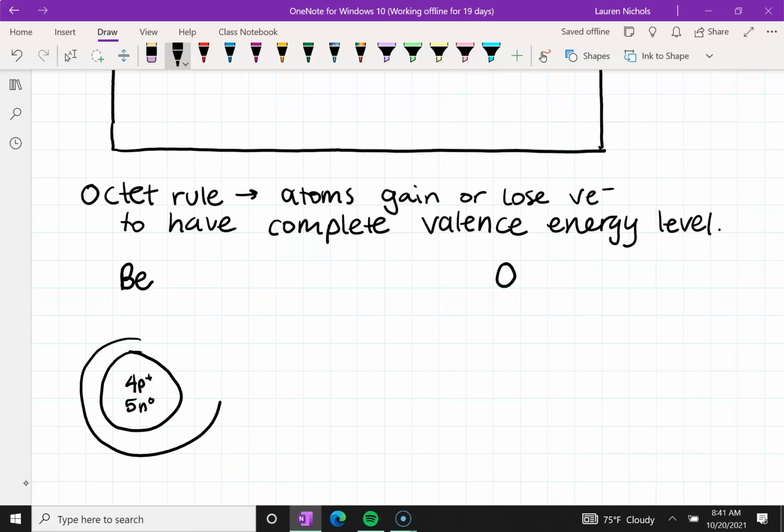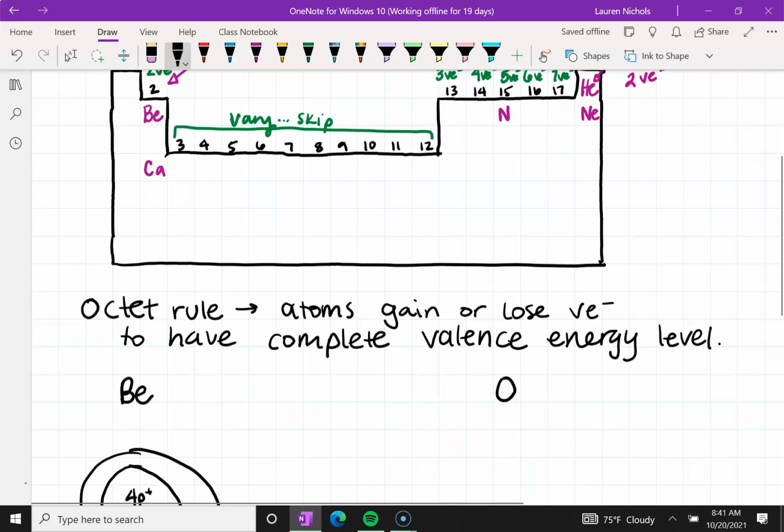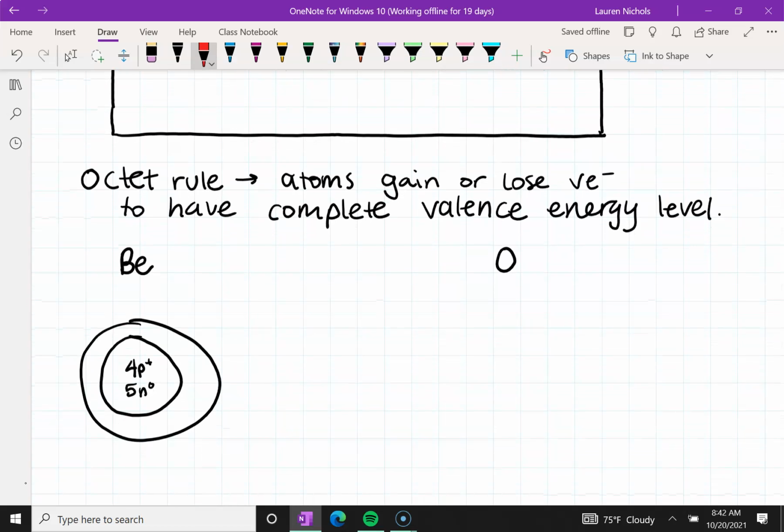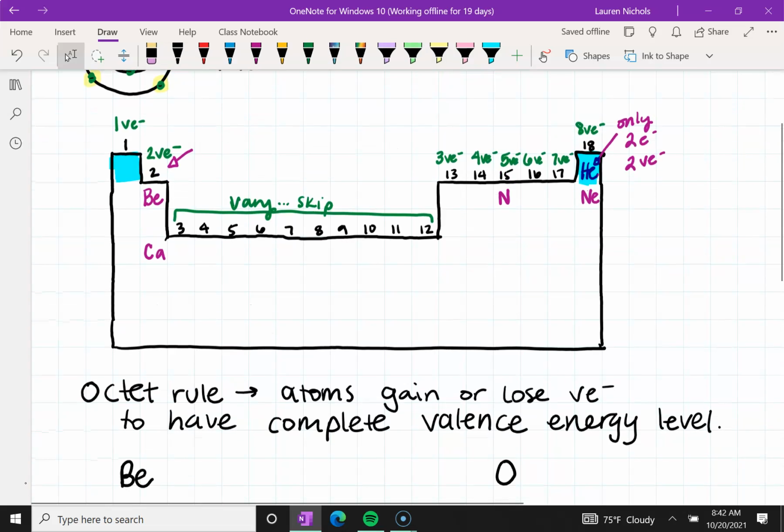So 1, 2. Remember, there are only 2 boxes on our first row on the periodic table, so that means there can only be 2 electrons maximum on that first energy level. And then the other 2 electrons will be right here. Now, because it's in column 2, it has 2 valence electrons as seen by the Bohr model. Oxygen, on the other hand, is in column 16, so we know it's going to have 6 valence electrons.